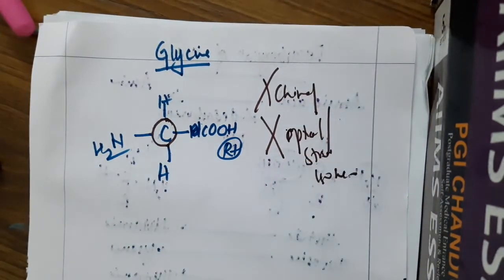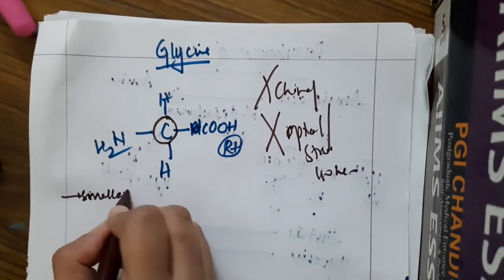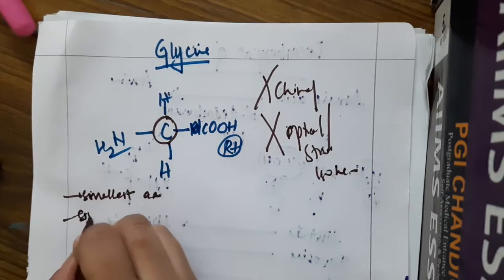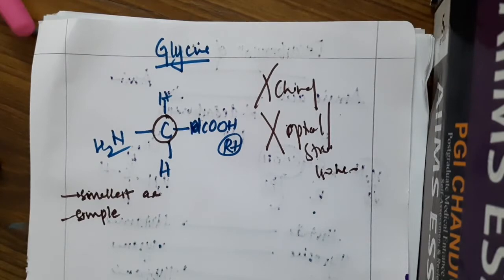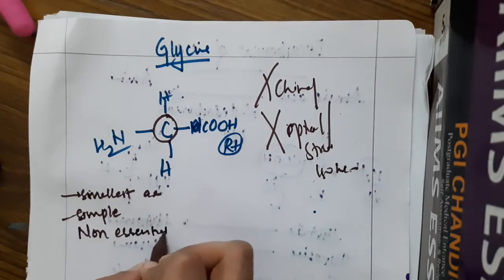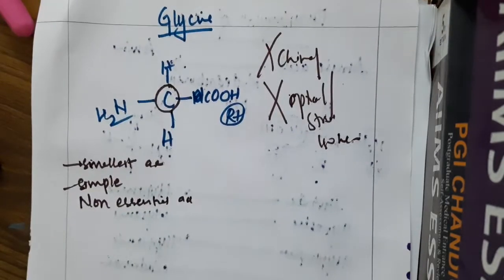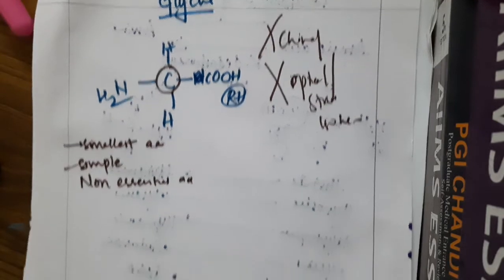It is the smallest and simplest amino acid available. It is a non-essential amino acid. This glycine has a very simple structure, which is very easy for our body to synthesize. So glycine is a non-essential amino acid which is synthesized in our body.